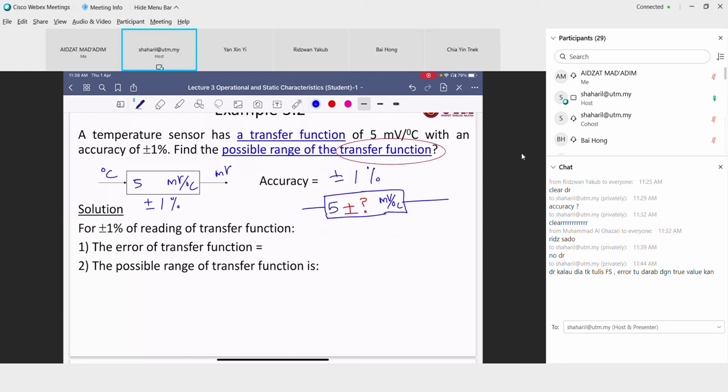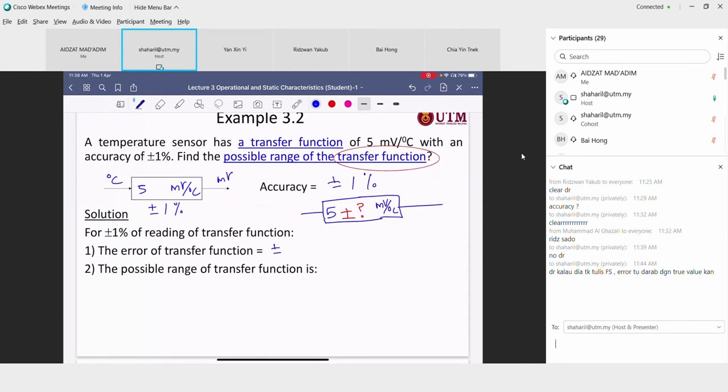Okay, so we can find the error first. Plus minus 1%, 1 divided by 100, times the transfer function 5 millivolt per degree. Then you get plus minus 0.05 millivolt per degree. So the possible transfer function is 5 plus minus 0.05 millivolt per degree.